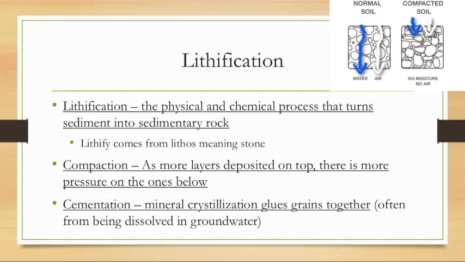And then you have cementation, where water with dissolved minerals in it works its way into the cracks between all these grains. As it crystallizes, that acts as the glue to help hold these grains together. So compaction is the squeezing together of sediment, and cementation is the gluing of it. These two parts together make up the process of lithification, which is what creates a sedimentary rock.